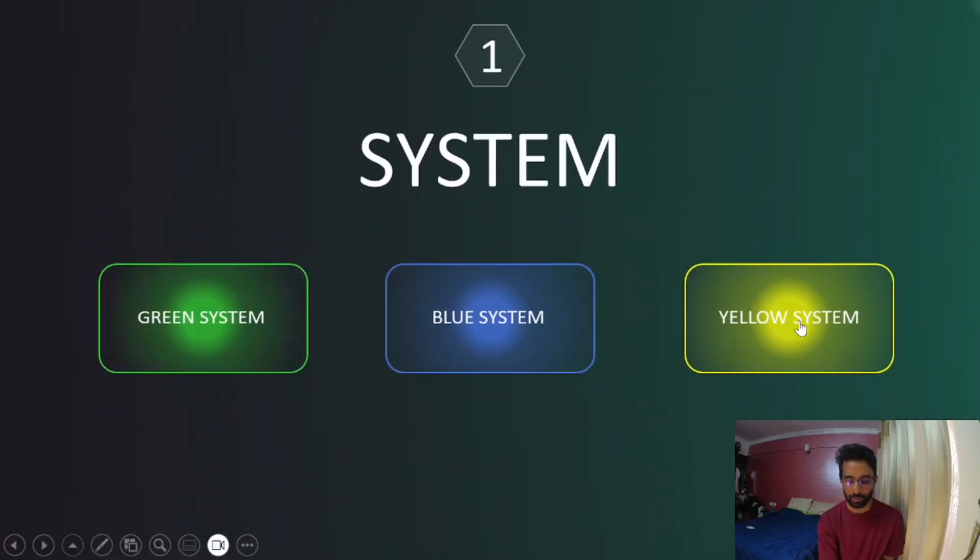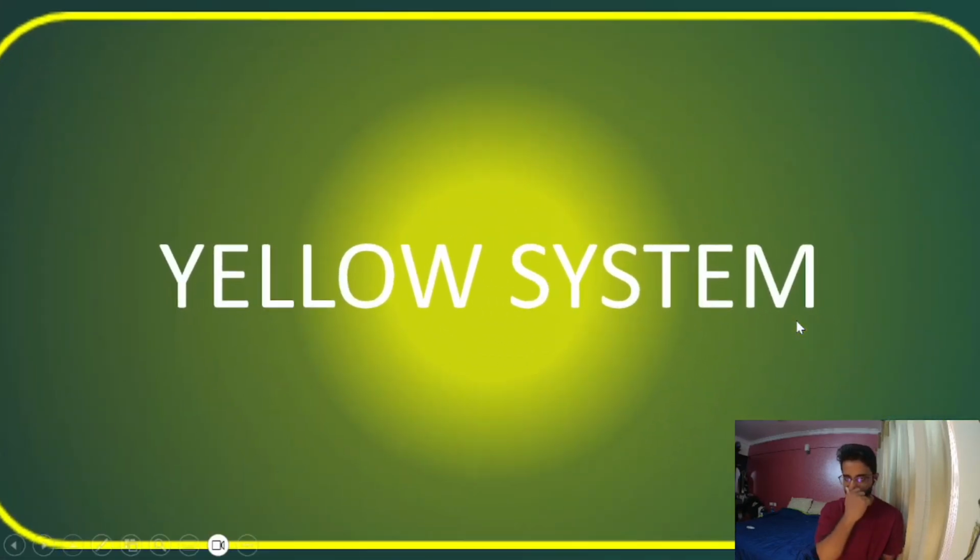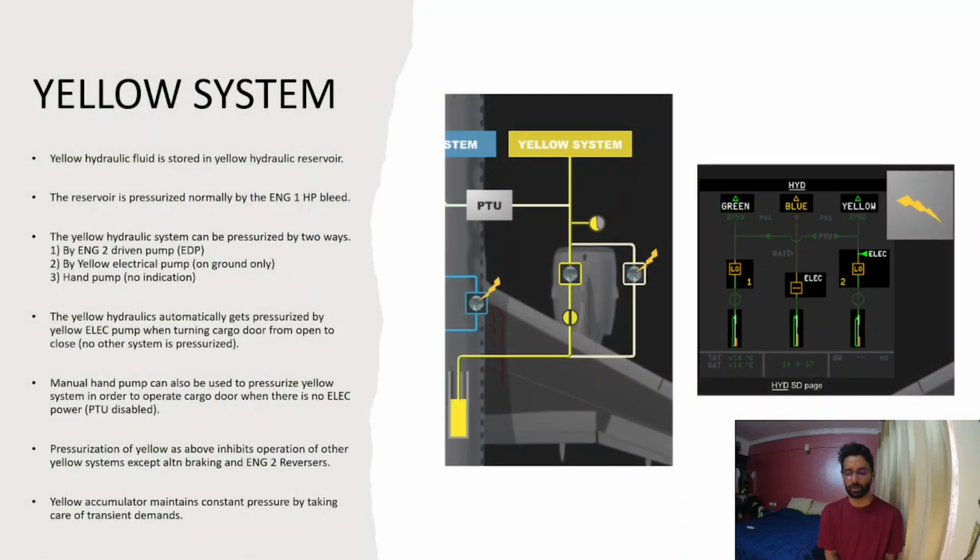Now let's talk about the yellow system. Yellow system, there is a little bit to talk about. Okay, so yellow system, the working of the reservoir is same. The reservoir is where the yellow pressure hydraulic fluid is stored. It is pressurized by the engine 1 pump, engine 1 high pressure bleed air, or the cross bleed if the pressure is not sufficient. So the yellow hydraulic comes like this.